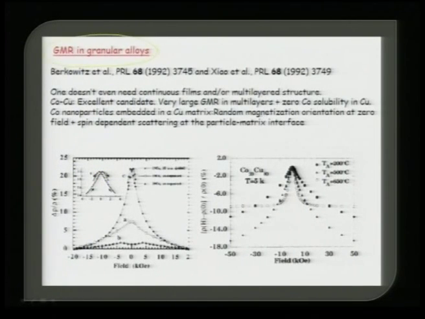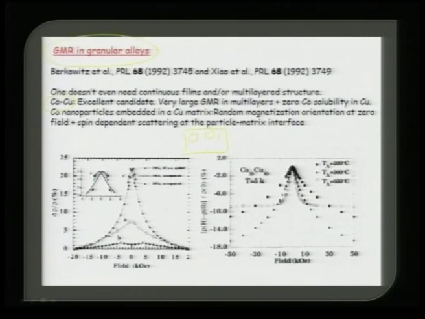GMR can also be found in granular alloys. Granular alloys means those like cobalt copper. If you co-sputter or co-deposit cobalt and copper, you would see that cobalt and copper are not miscible. So in a copper matrix, cobalt will form clusters instead of forming a continuous layer, and depending on the cluster size of the cobalt in the copper matrix, you can see resistance varying, and that is what you see here. This is cobalt in copper, and you can see as a function of temperature the magnetoresistance changes, and one can also change the GMR property based on the cluster size of the cobalt metal. So this is another way GMR property can be exemplified.